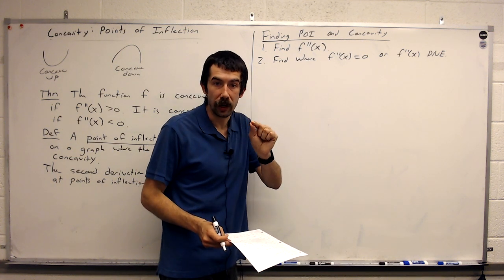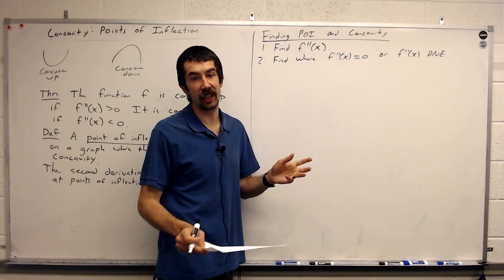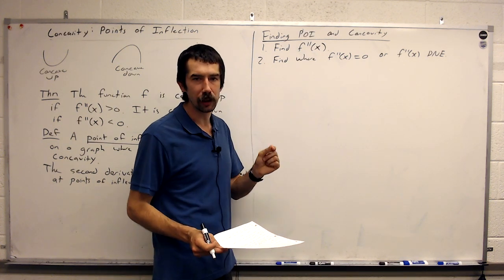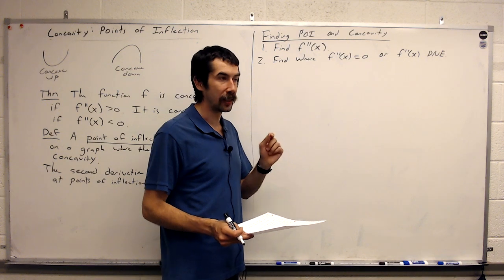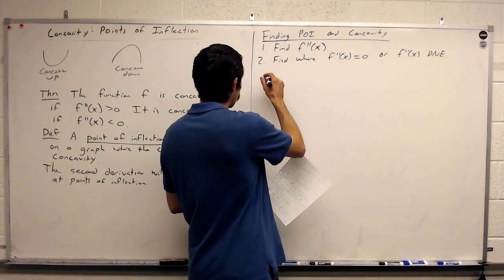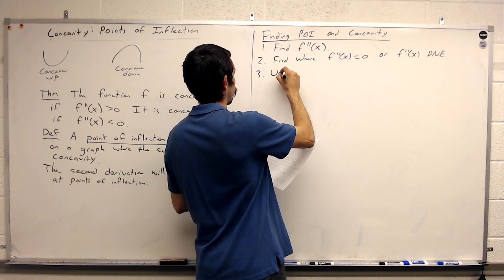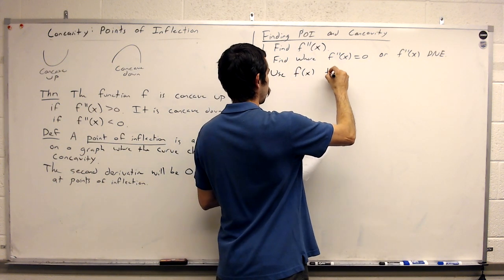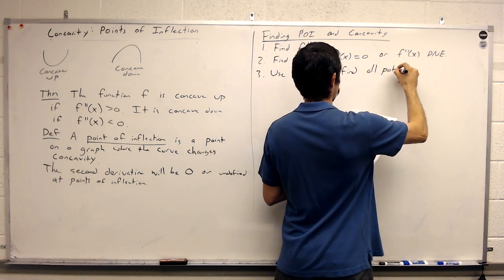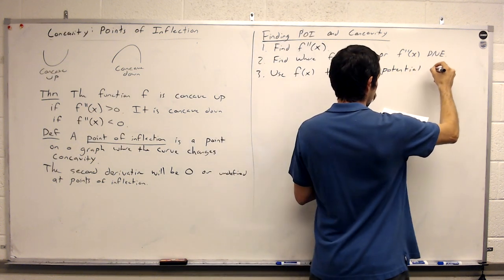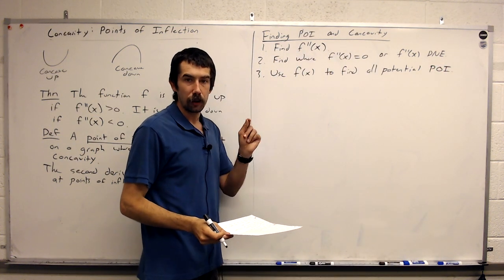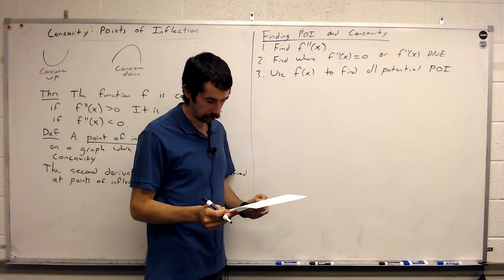But it's a point of inflection. It's not an x of inflection. It's a point of inflection. It has an x and a y. So we're going to use the original function to find all potential points of inflection. So that's going to give us the y values. So we're going to use f of x to find all potential points of inflection, not just the x values.